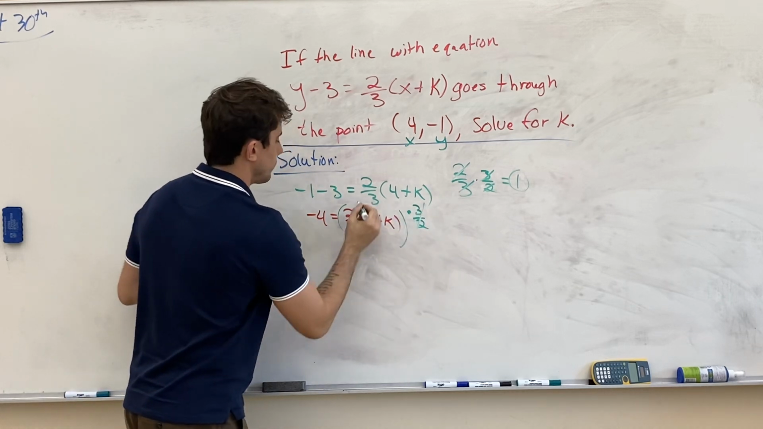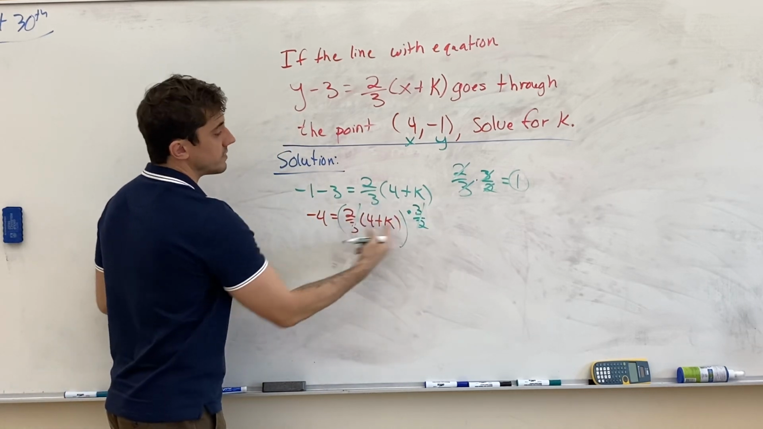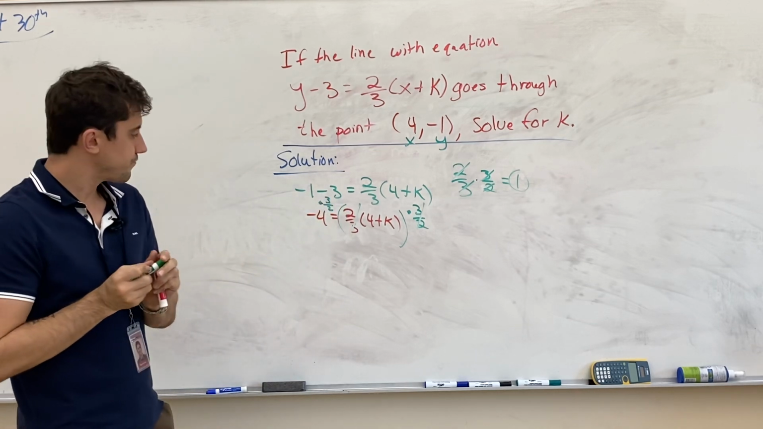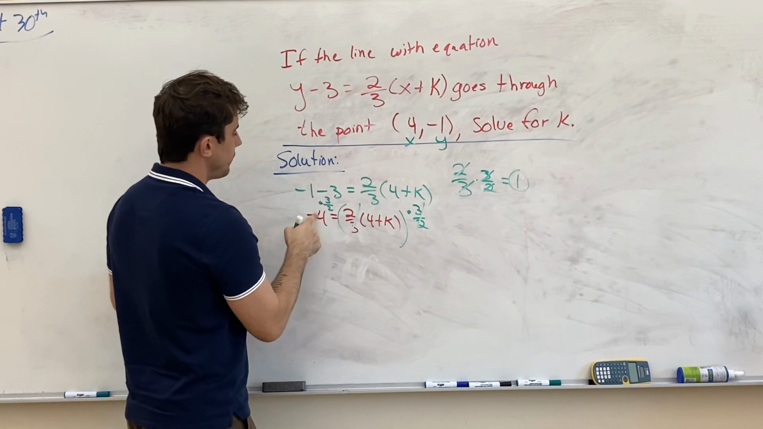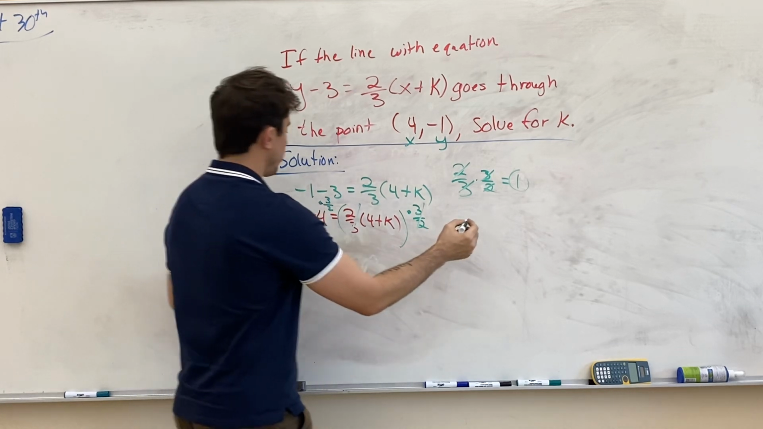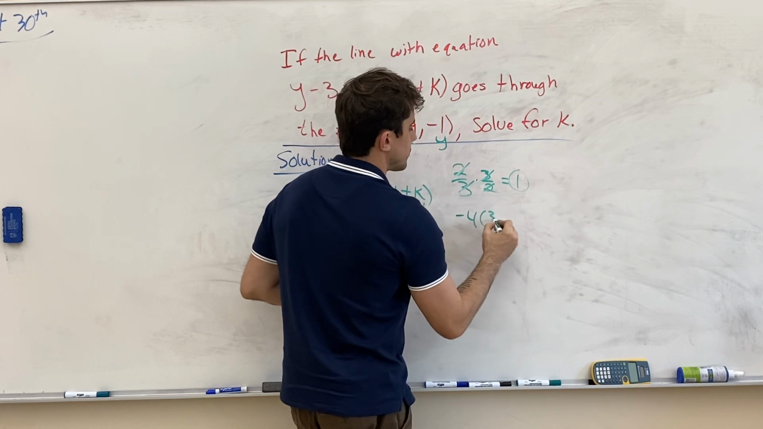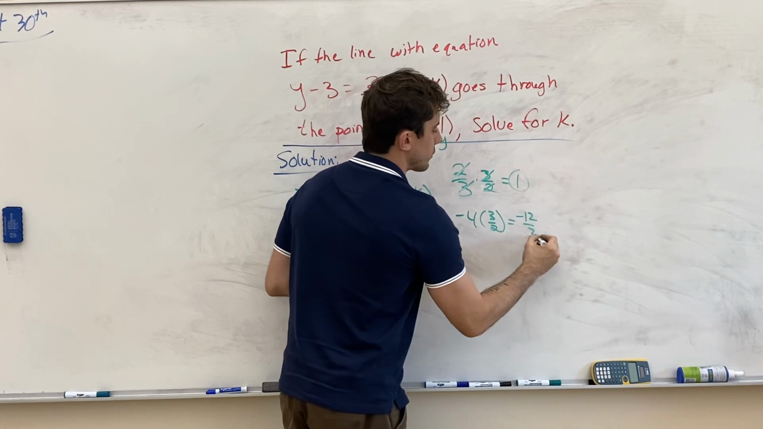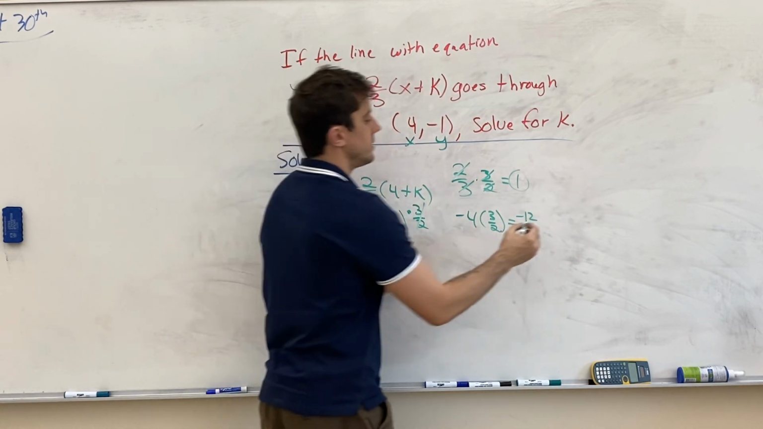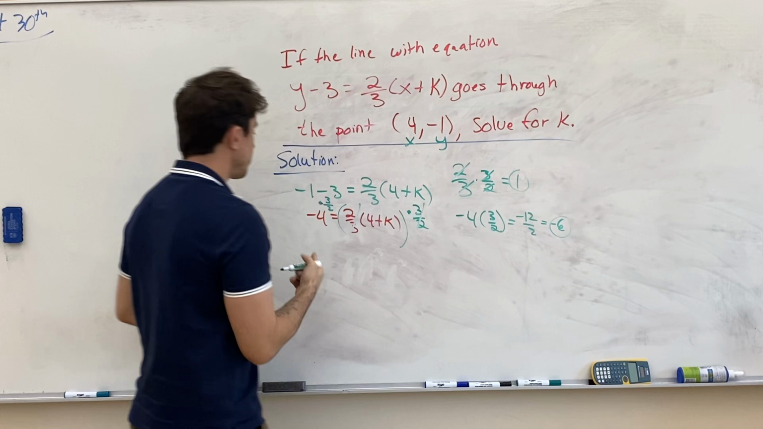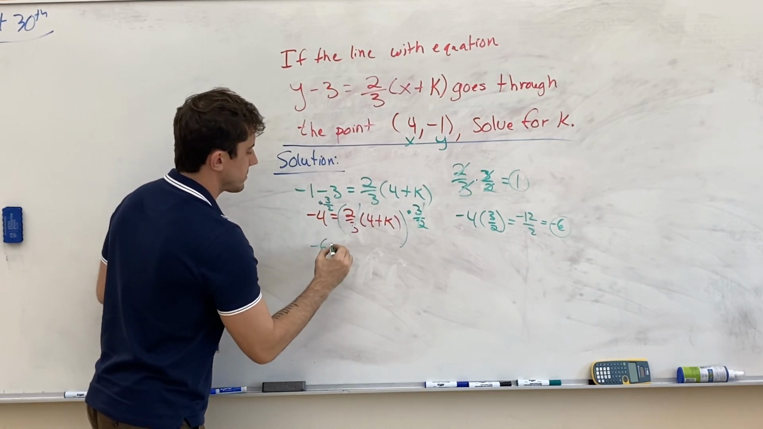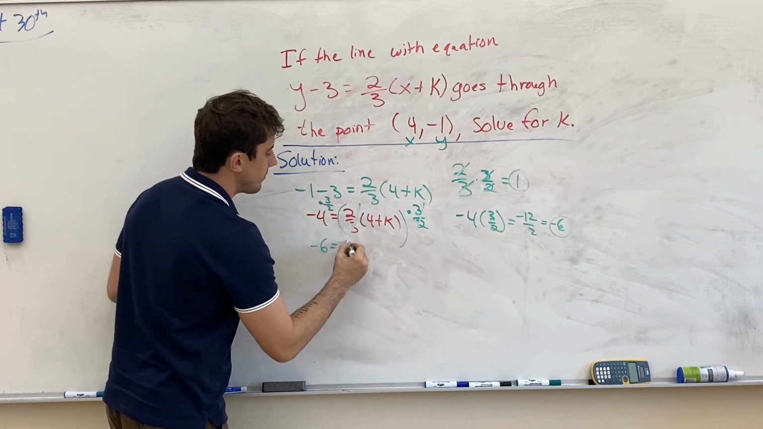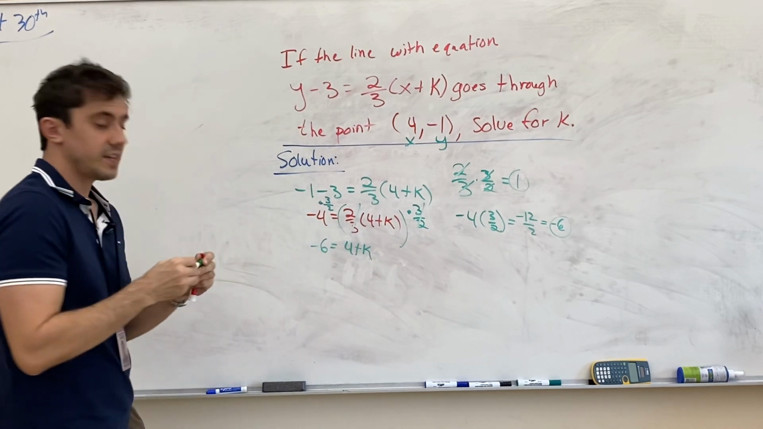And so that will be gone, and now we have to remember to always do the same thing on both sides. So we multiply the left-hand side by 3 over 2 as well. And so we get -4 times 3 over 2. I'll put it over here, -4 times 3 over 2. That means -4 times 3, which is -12 over 2, and -12 divided by 2 is -6. So our left-hand side is -6, and the right-hand side, the fractions cancel each other out, so all we have left is 4 plus k, and now we're almost done.